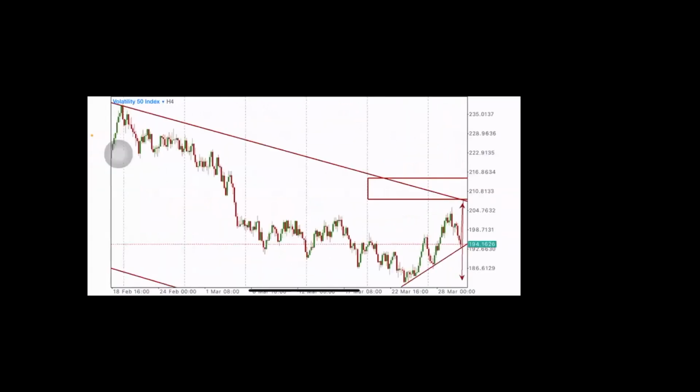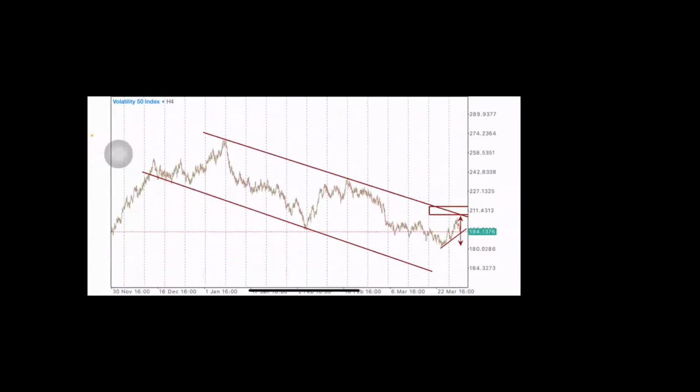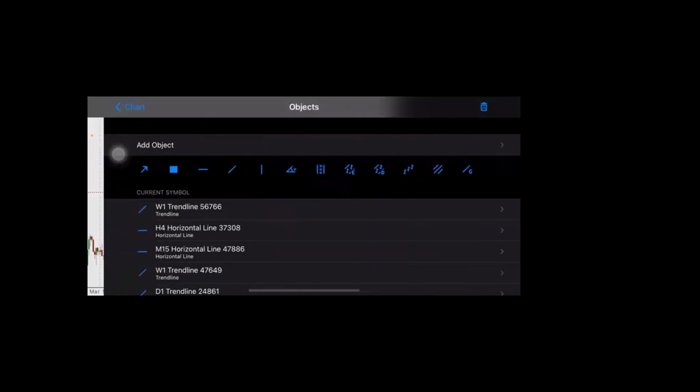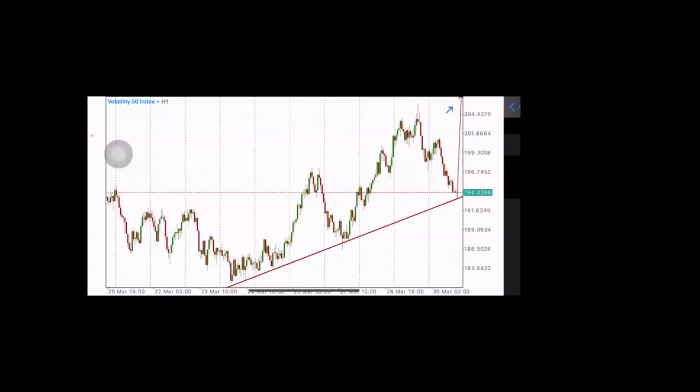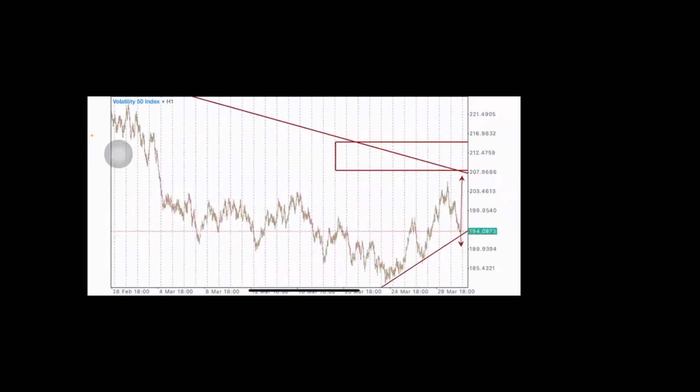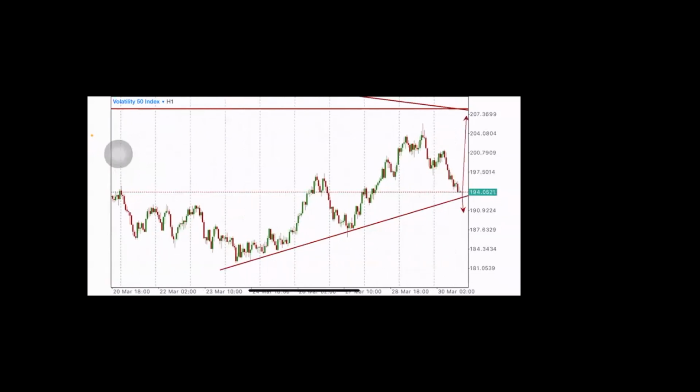Let me go to H4. So this is what I see on V50 currently. But nonetheless, if price breaks this trend on H1, if we see a break here, then the sell continuation is confirmed. So lovers of V50, you need to follow this setup properly. If you see a break of this trend on H1, then the sell continuation is confirmed.